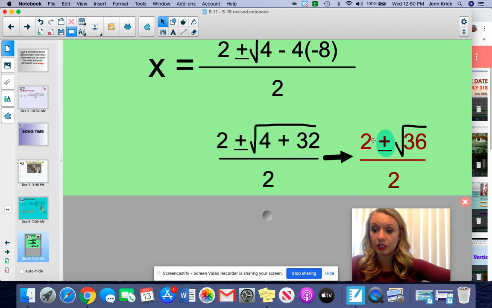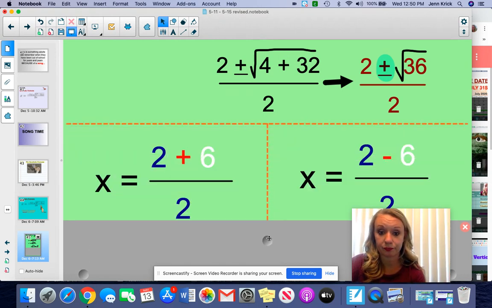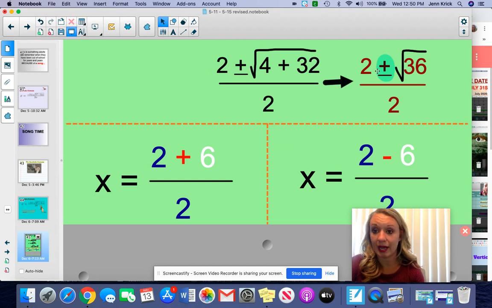Now, notice that you've got this piece here, and look what's highlighted in blue. When you have plus or minus, you're going to split that into an expression that utilizes the plus sign and one that utilizes the minus sign. So here's what it's going to look like. And also, guys, what is the square root of 36? 6. Here's what it looks like. I did 2 plus 6 because square root of 36 is 6. Then over here I did 2 minus 6.